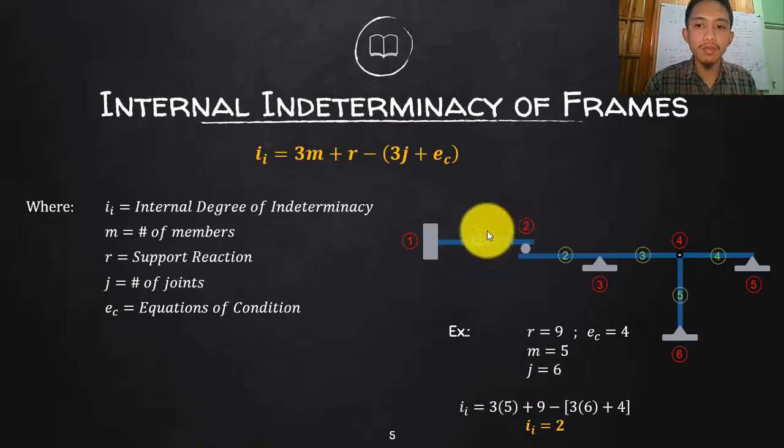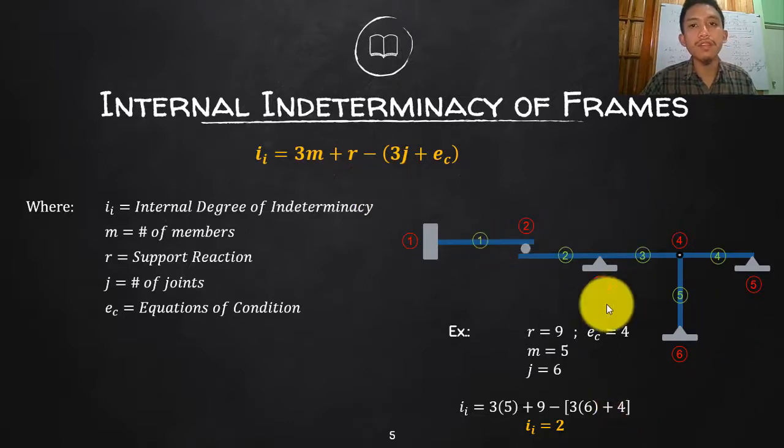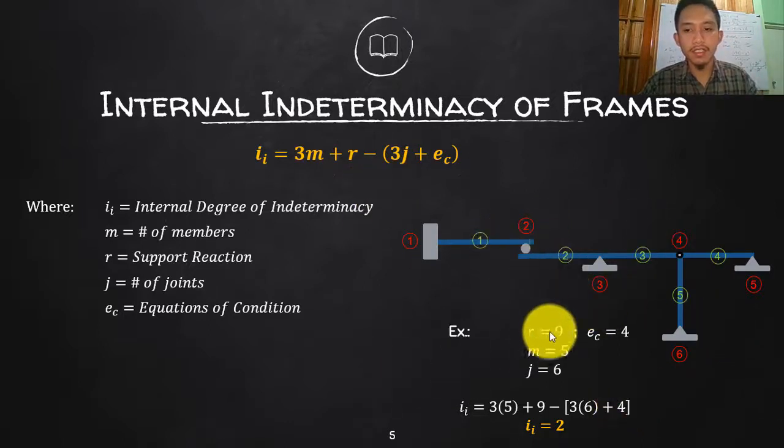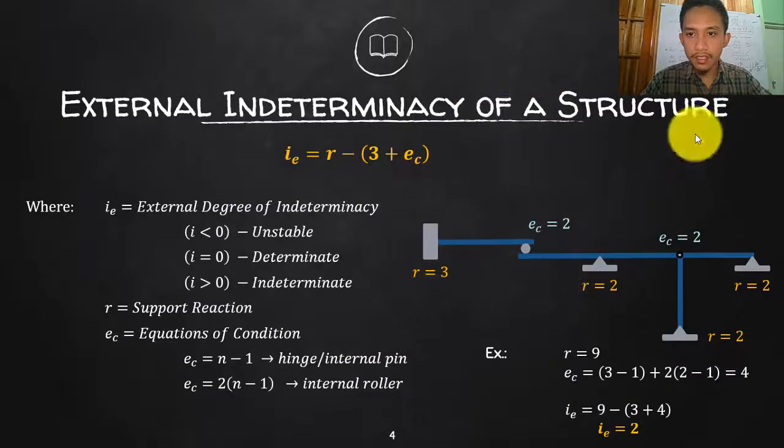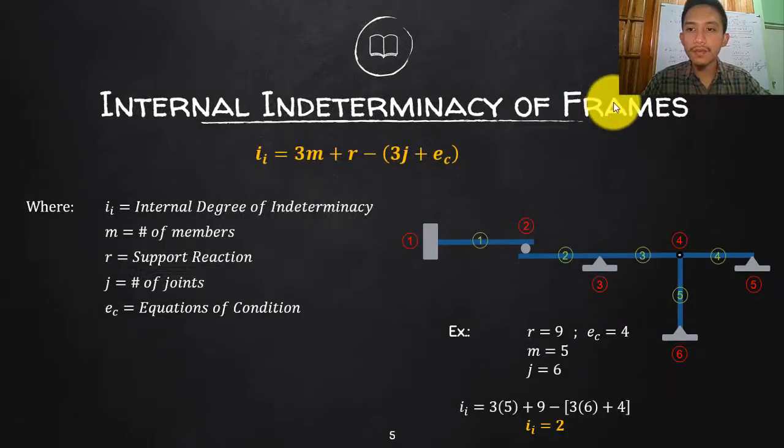Because maybe there will be more members, or there will be more supports. So that depends, but in this case, it so happened that it is the same. As you can see, this is general for structures, so it could be a truss or frame. But if that is a truss, you can forget about that E sub C in your external indeterminacy. This is only for frames.